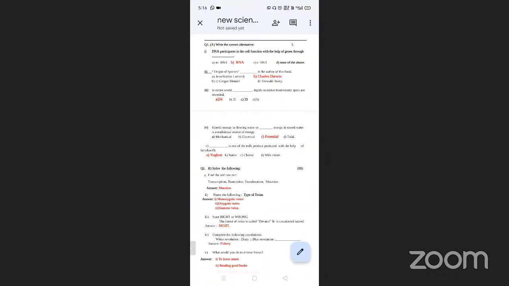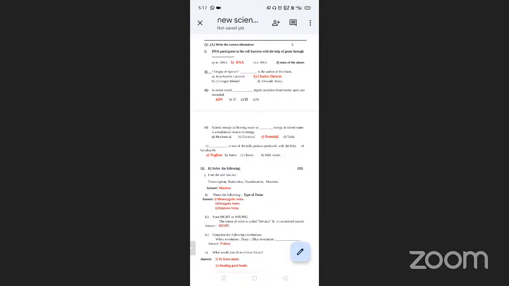Then the fourth question. Kinetic energy in flowing water or dash energy in stored water is a traditional source of energy. The options are A, mechanical energy, B, electrical energy, C, potential, and D, tidal. So you all know that flowing water contains kinetic energy, right? Whereas if the water is stored, then which kind of energy does it have? It has potential energy. These are the two types of traditional sources of energy. So option number C, potential, is the correct one. You have to write it as 4C, potential.